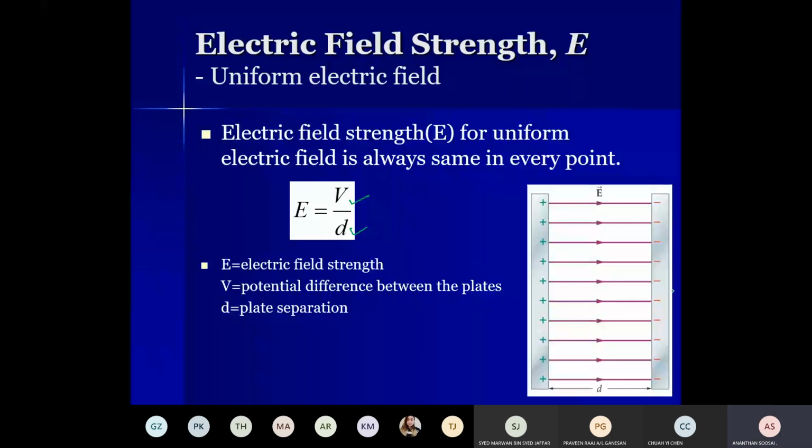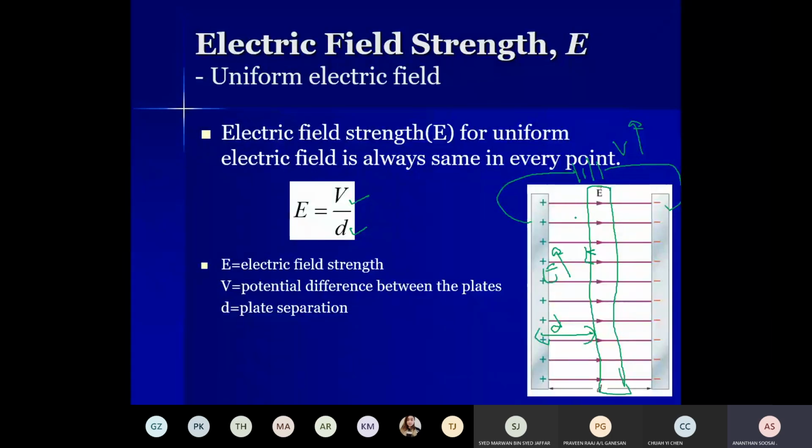If you want a stronger electric field strength in between the plates, we just connect a battery with a greater voltage. Or if you can't afford a greater voltage, let's say you don't have a battery, you can decrease the separation. Just bring the plates closer. Have a smaller d, then the electric field strength will get stronger. So greater V and smaller d lead to greater field strength.